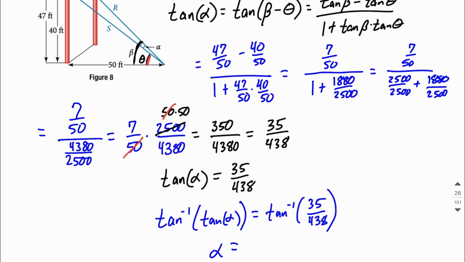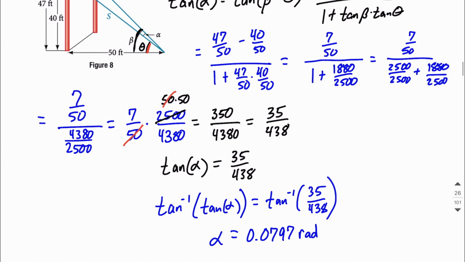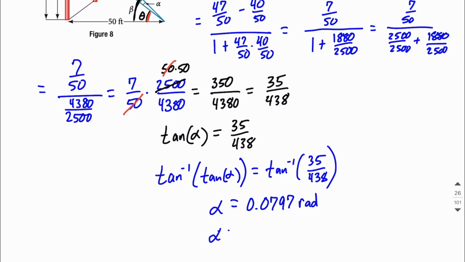Now we can be either in degree mode or radian mode. They didn't really tell us. If we're in radian mode, I got 0.0797, and this keeps going. I just did some rounding here, but that'll be in radians. Or in degree mode, I got this to be about 4.57 degrees. So just be careful which mode you're in. It will predict if you get radians or degrees coming out at the end.